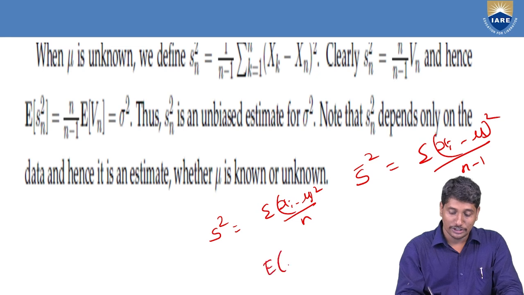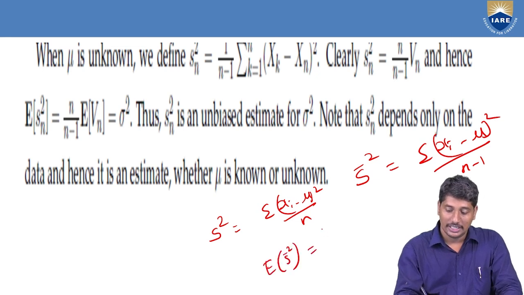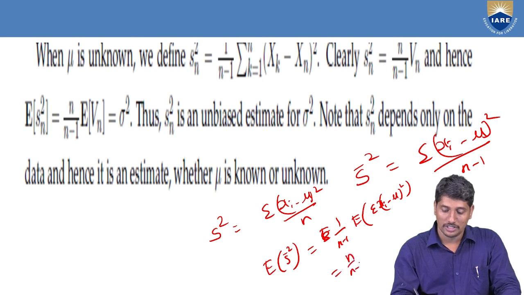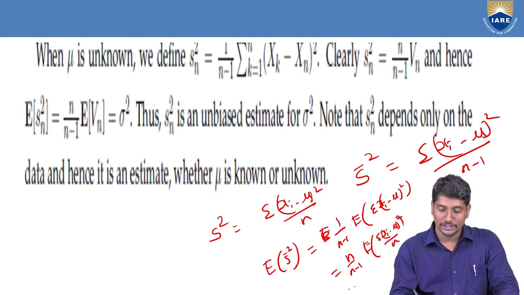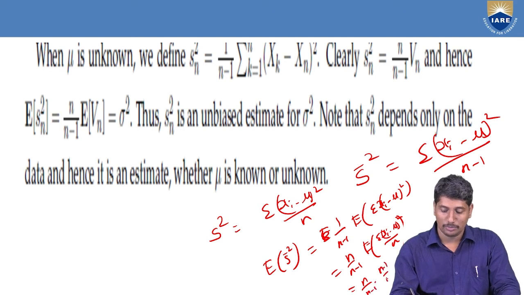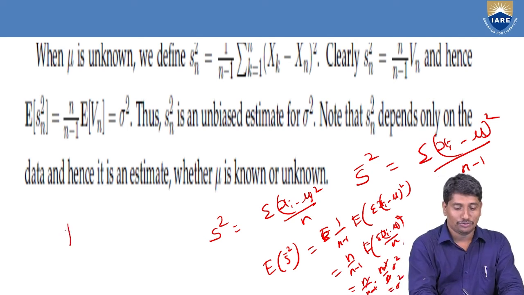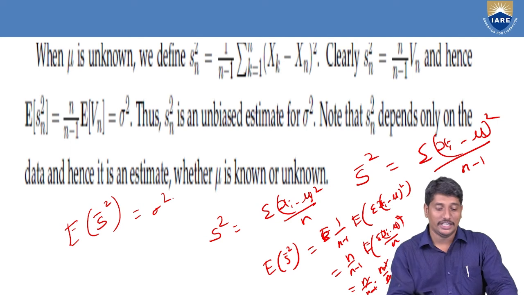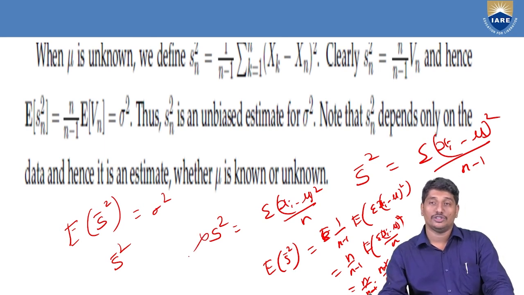And we observe that expectation of s bar square can be written as expectation of 1 by n minus 1 summation xi minus mu whole square. Okay, and you can write n by n minus 1 expectation of summation xi minus mu whole square by n. And just now we have proven that this is equal to n minus 1 by n into sigma square. N minus 1 cancels, n cancels, answer will be sigma square. That means we have proved that the modified sample variance expectation is equal to the population variance, and hence s bar square is an unbiased estimator of sigma square, but s square is not an unbiased estimator of the population variance.